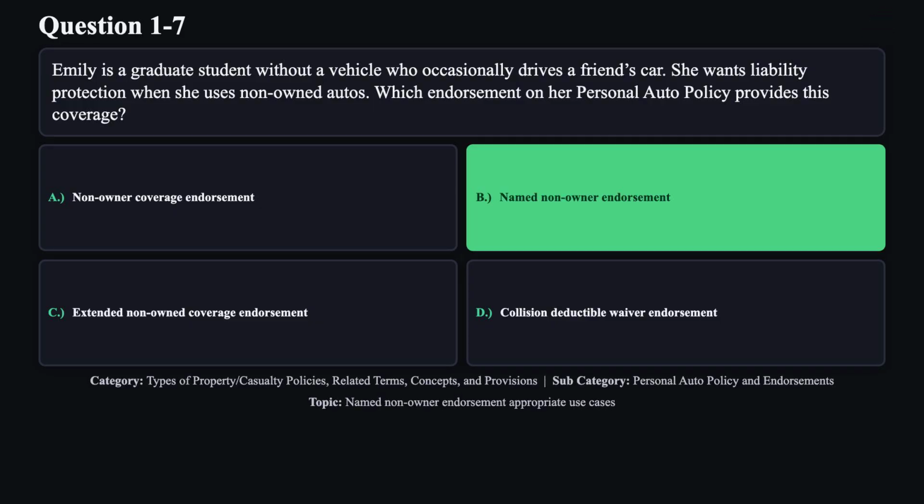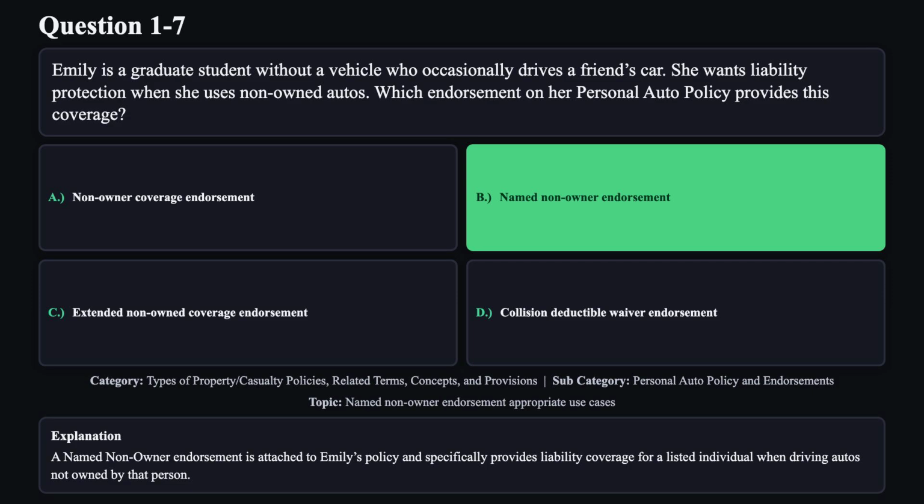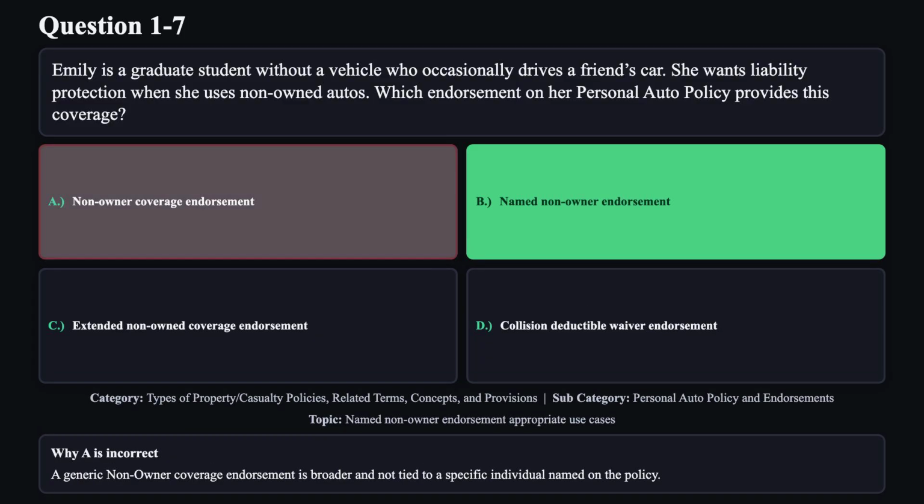The correct answer is B. A named non-owner endorsement is attached to Emily's policy and specifically provides liability coverage for a listed individual when driving autos not owned by that person. Reason A is not correct. A generic non-owner coverage endorsement is broader and not tied to a specific individual named on the policy.